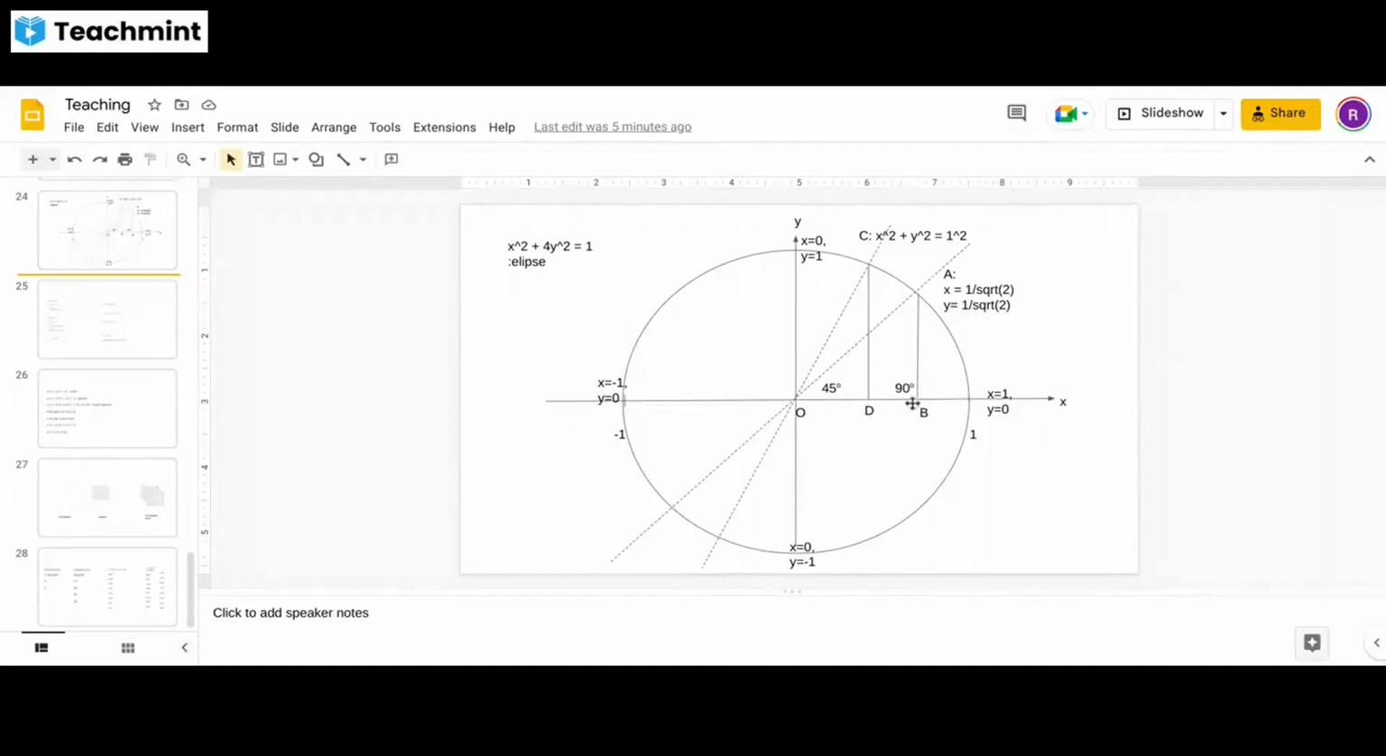If I take this radius along the x-axis, then what is the y coordinate of that point? 0. What happens as I change the angle? What happens to the y coordinate? It increases. Okay. As I keep increasing the angle, does it keep increasing?